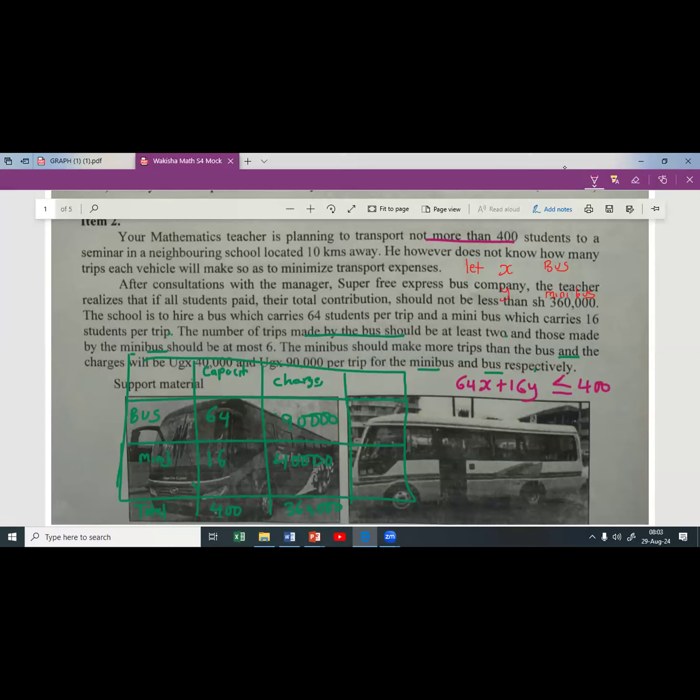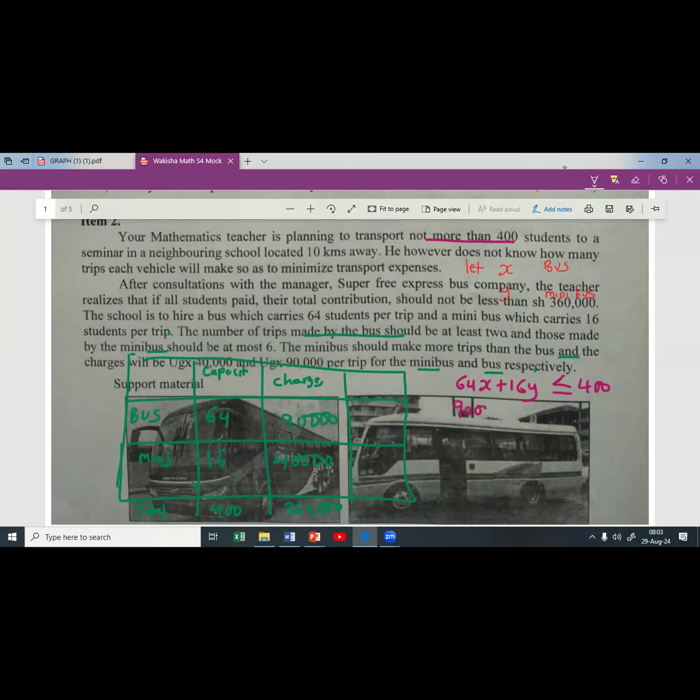Now, however, yesterday I also told you, if they had told you that your mathematics teacher is planning for 400 students, then there you would have used greater than or equal to. So please take note of that. Then I go to the charges.